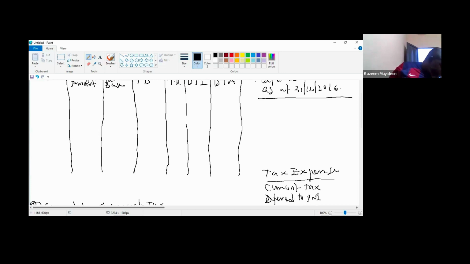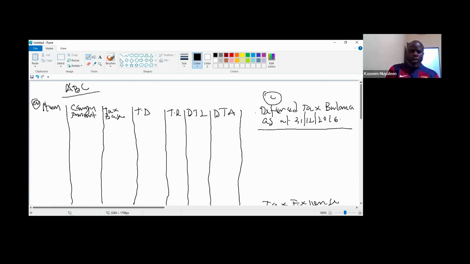PPE, property, plant and equipment. Now, what do I start with? Assets subject to investment relief. What is the carrying amount? 63,000. Do they give me the tax base? No. But there is a note to the tax base. Note 1. The asset cost 70,000.